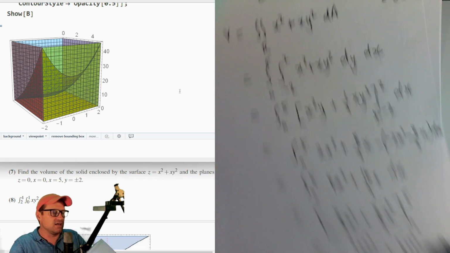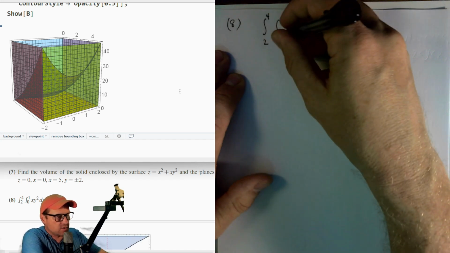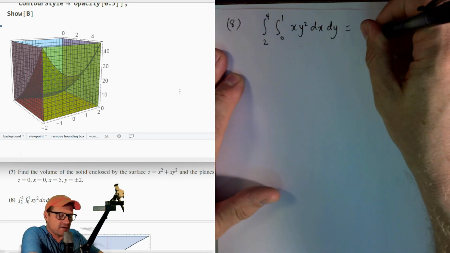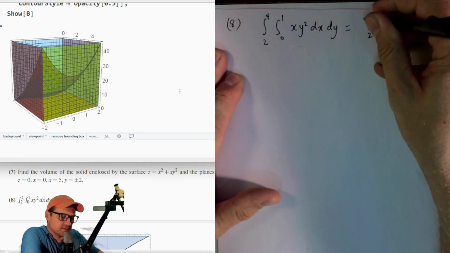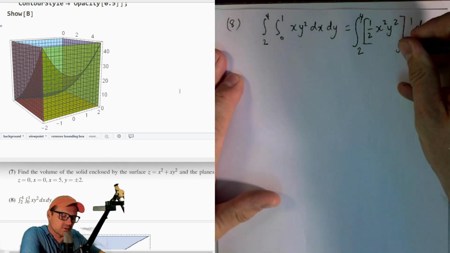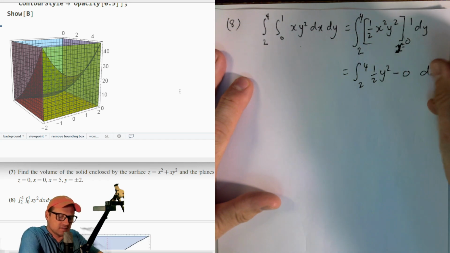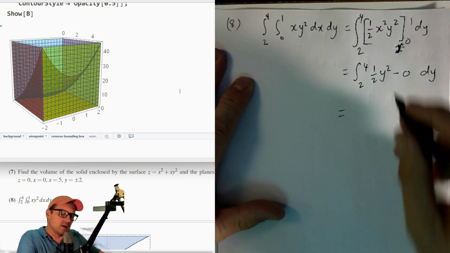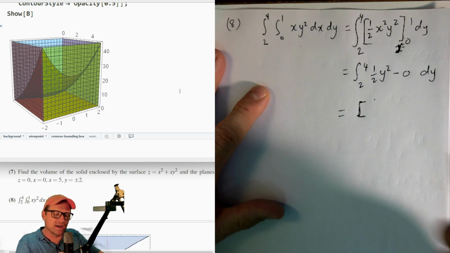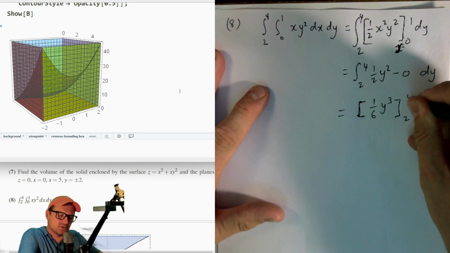Okay, question 8. So in question 8, we're just given the double integral. We don't need to think about how to set that up. So integrating first with respect to x, we have a half x squared y squared. Okay, and so then we need to sub in the 1 and the 0, the x that we're subbing in. So we have 1/2 y squared minus 0 dy. Okay, and now integrating 1/2 y squared, we have the integral of y squared with respect to y is 1/3 y cubed. So we have 1/6 y cubed, from 2 to 4.